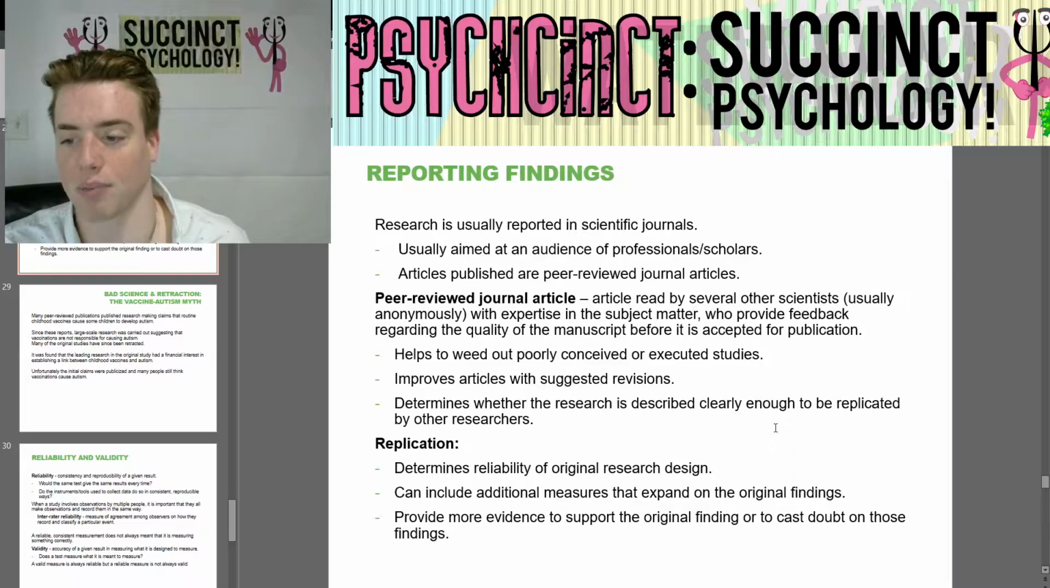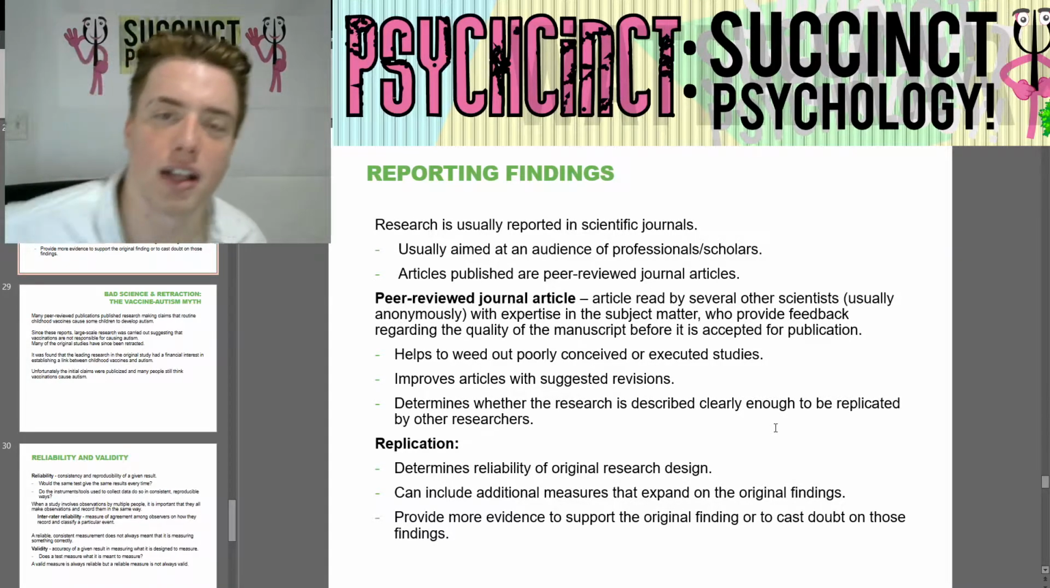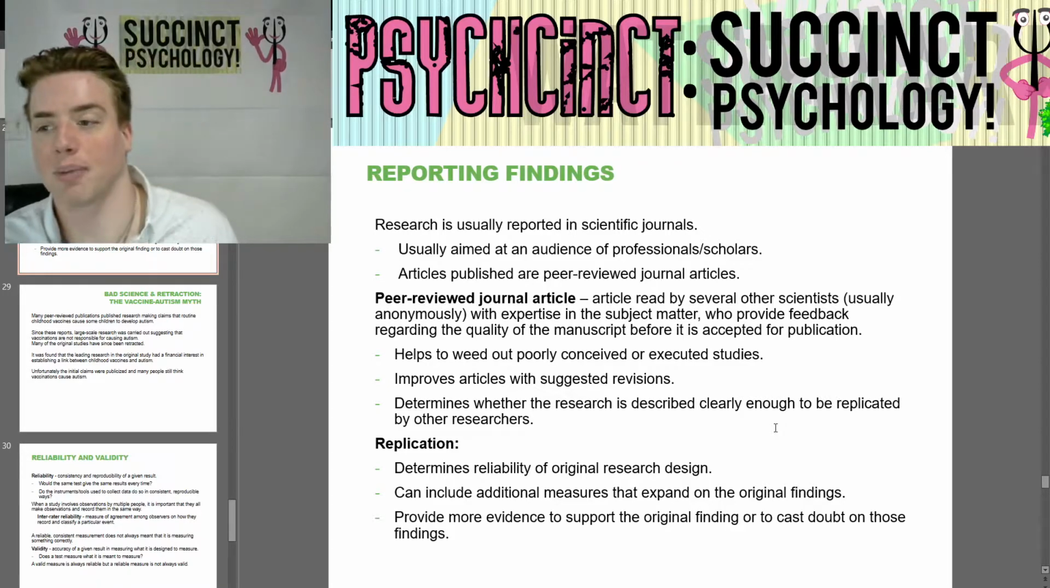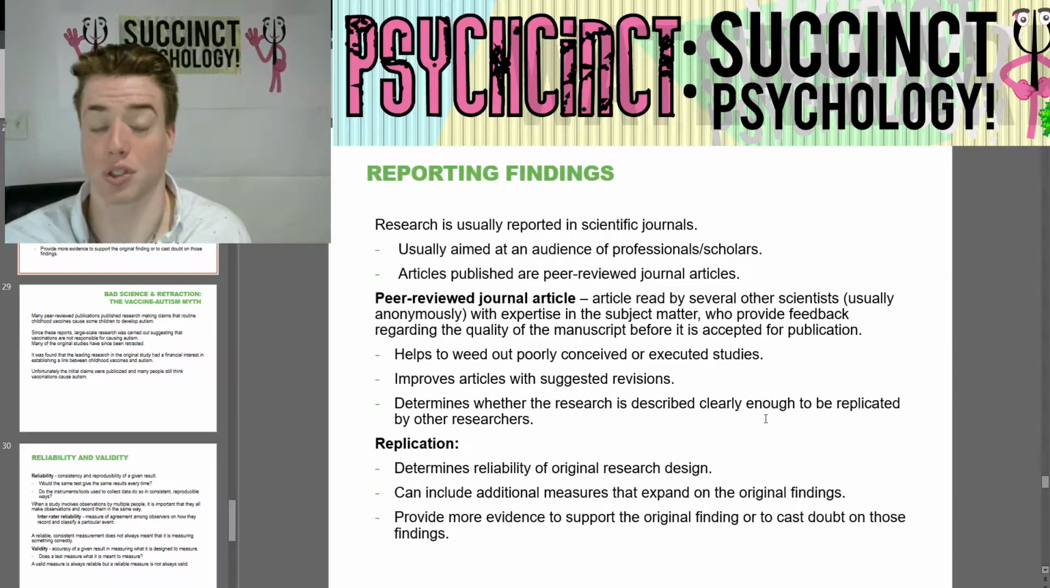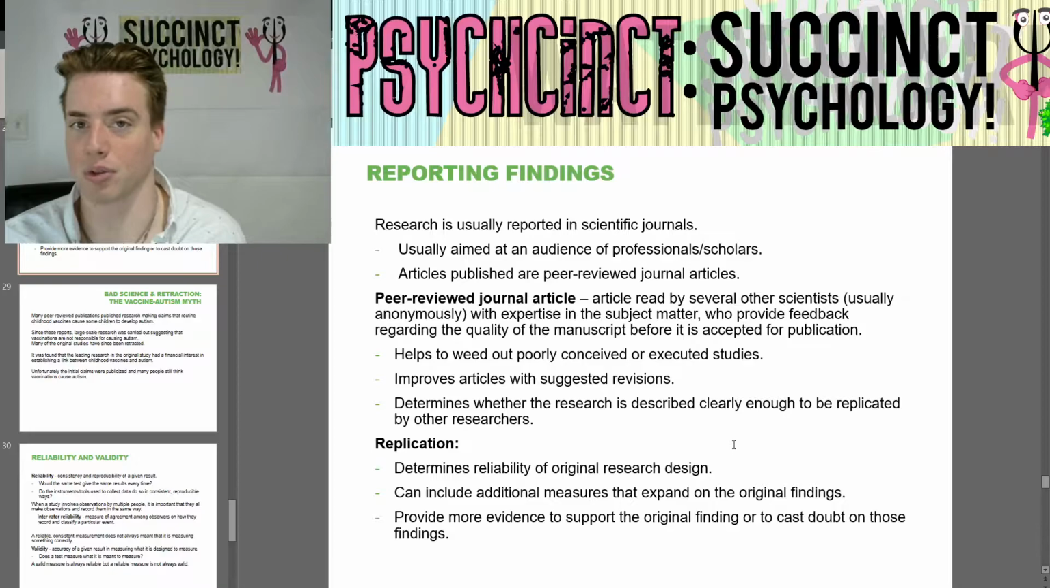So replication is really important because it makes sure that you're not following experimenter bias, you're not just looking for certain answers. It allows other people to test out your research and see if they get similar results, and therefore make sure that it is significant.